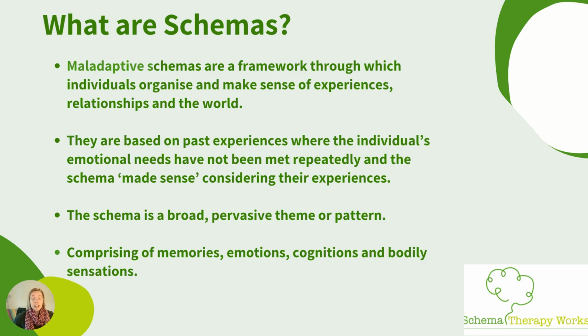So particularly within the attachment relationship, if an emotional need is not met on a regular basis, like the drip, drip, drip of a tap, then that leads to the development of a schema. Schemas are a broad and pervasive theme or pattern, and they comprise four things: memories of those needs not being met, particular emotional patterns, particular cognitions or thoughts, and bodily sensations. So schemas are made up of all of these different elements.